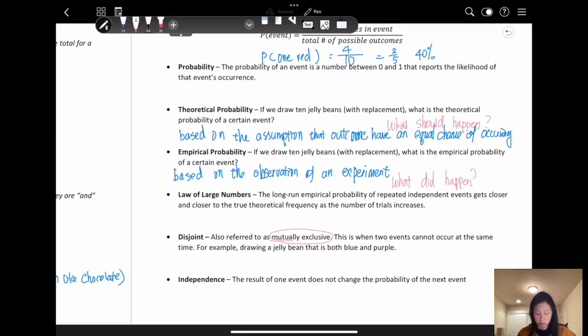Okay, independence. The result of one event does not change the probability of the next event. For example, when you're flipping a coin, if the first time you flip the coin it is heads up, the second time you flip the coin shouldn't change the result. They still have 50% for heads up and tails up.